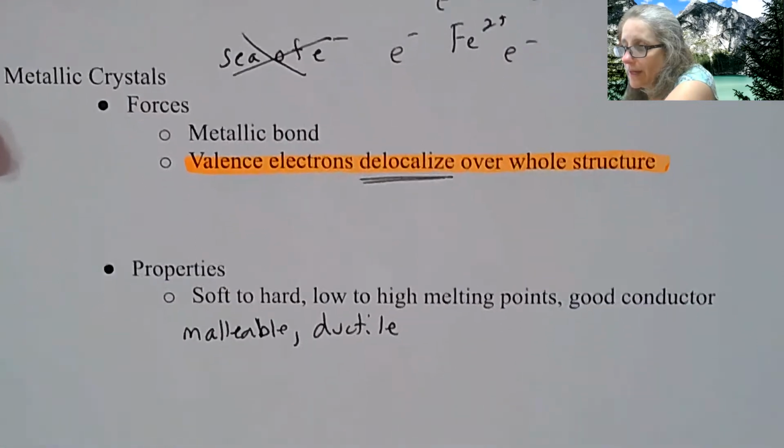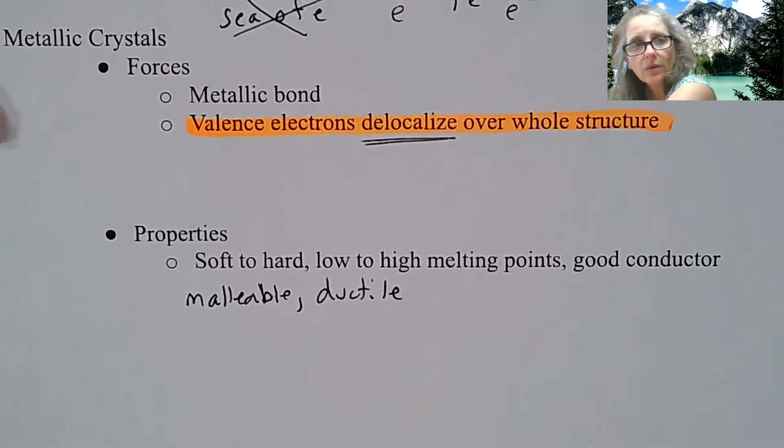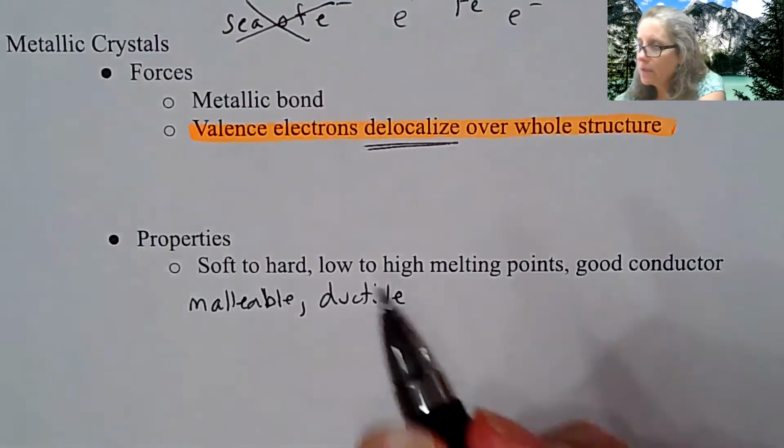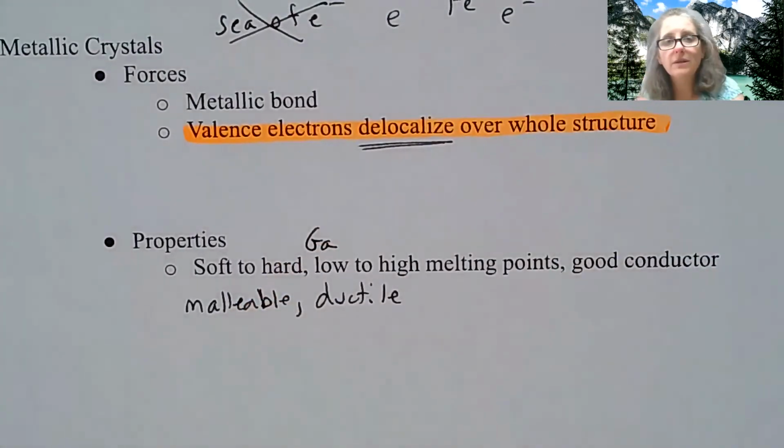So what do we know about the properties of metals? Depending upon the metal, they could be soft or hard. So it's not a hard rule to say that metals are always considered hard. They have low and high melting points. You might know that gallium has a very low melting point. You might have seen videos of people putting a piece of gallium in their hand, and you can melt it in your own hand. A lot of metals have high melting points.